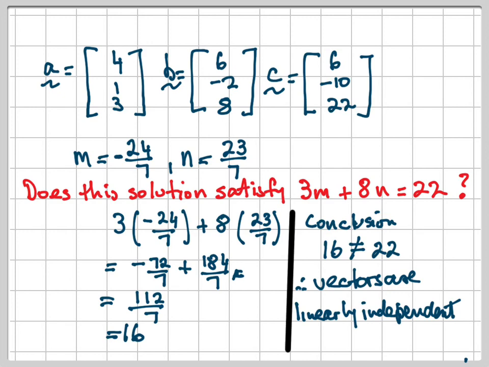What we need to do now is ask ourselves, does that satisfy the equation formed out of the third row, which is 3m plus 8n, will that equal 22 if m is equal to negative 24 on 7 and n equals 23 on 7? Well, that's just a simple substitution, and we will conclude that when we substitute m and n in, we will get 16, which of course doesn't equal 22, so we may conclude that the vectors are linearly independent.